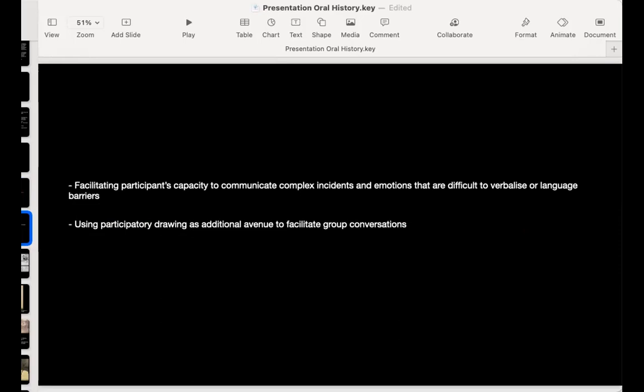The first thing is that very often this is used to help facilitate a participant's capacity to communicate complex emotions surrounding a particular episode or incident that for him or her is very difficult to verbalize. At times, this is also very useful in cases where one encounters interview subjects that have a language barrier.